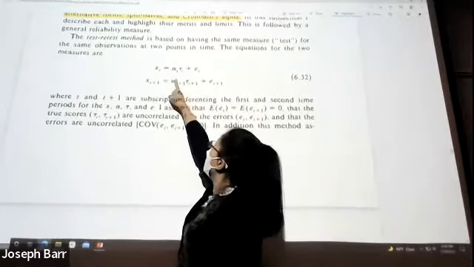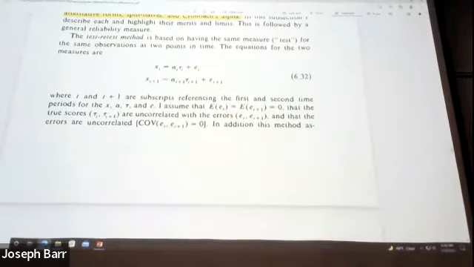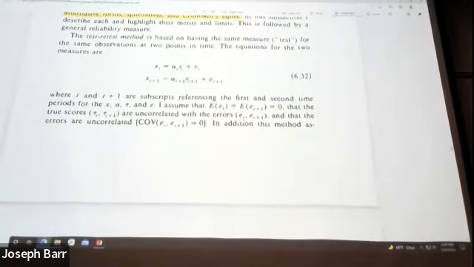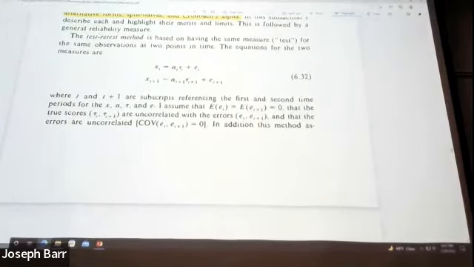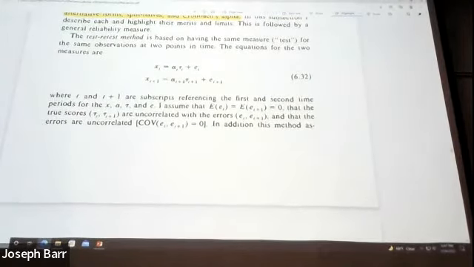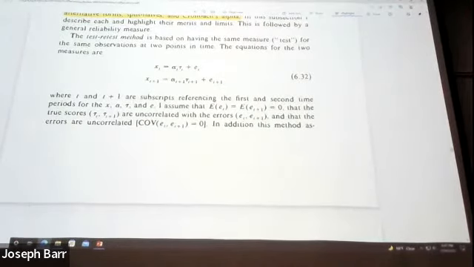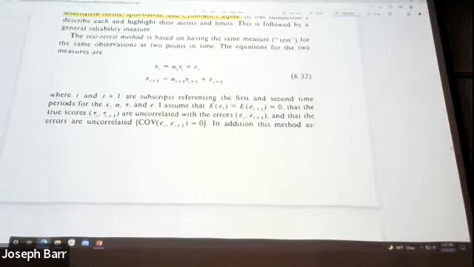At time t, we have the measure, the observed value is X_t, and we have alpha_t, tau_t, and e_t. The second time, at t plus 1, a different time point, we have a second measure, X_t+1, and we have alpha, tau, and e. So these are different time points, the first and the second.